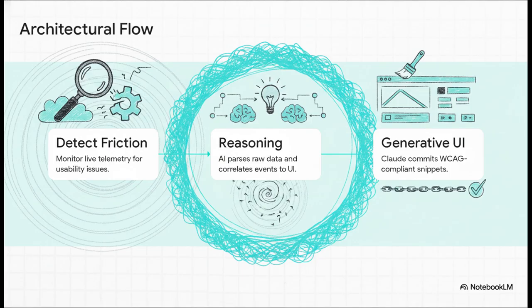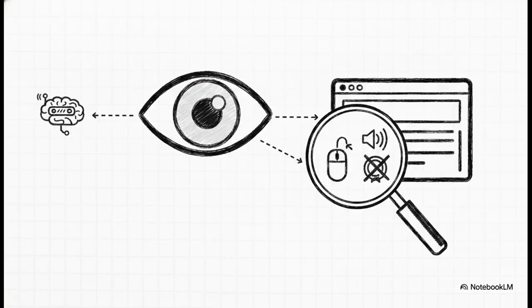Just to anchor us in the big picture, the entire self-evolving loop consists of 3 architectural steps: detect friction, autonomous reasoning, and generative UI application. Right now, we're zooming in entirely on step 1, which sets the stage for everything else. In this detection phase, the Microsoft Clarity MCP server is set up to constantly monitor live telemetry. It's acting as that highly sensitive nervous system we talked about earlier.